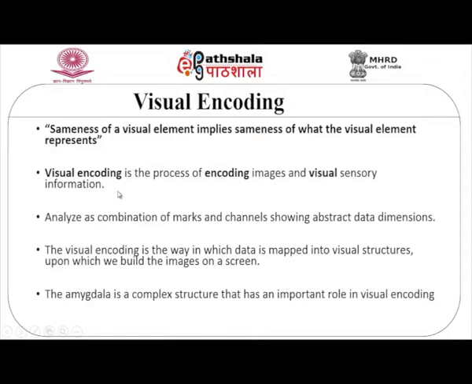We try to analyze a combination of marks and channels which show the abstract data dimension. Visual encoding is also the way in which the data is mapped into various visual structures upon which we as designers try to build the images on the screen. The amygdala is a complex structure that has an important role in visual encoding. What is this amygdala? It is a part or organ in the brain which is involved in understanding the various visual encoding patterns.